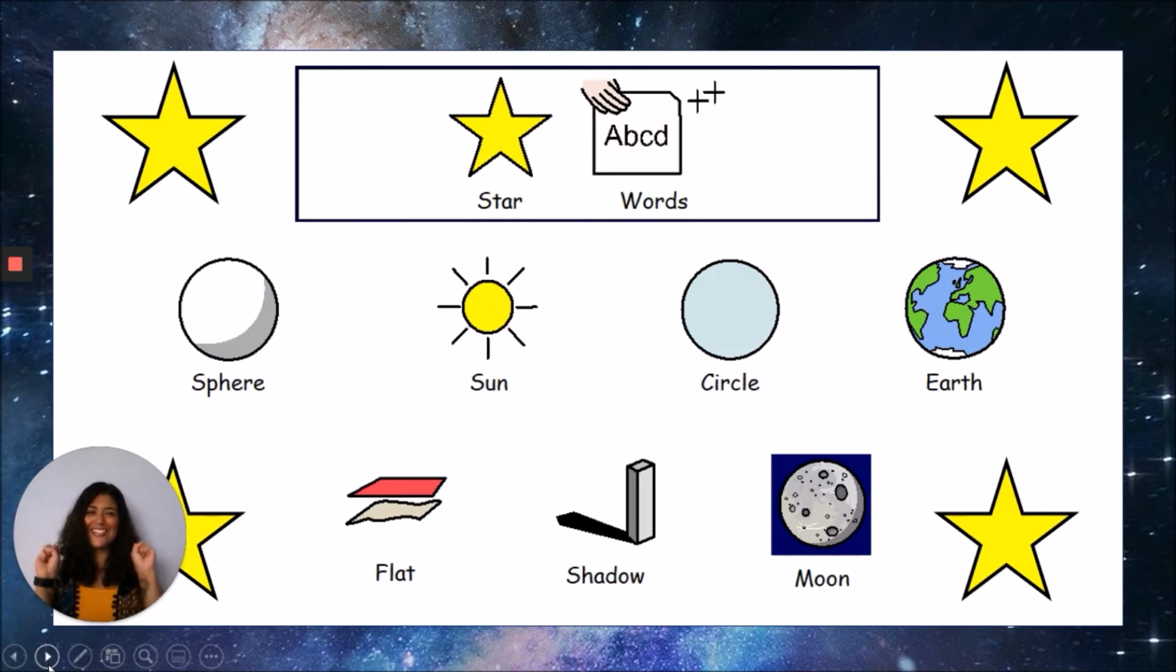Star words, star words, star words. My turn. Sphere. Your turn. My turn, sun. Your turn. My turn, circle. Your turn. My turn, earth. Your turn. My turn, flat. Your turn. My turn, shadow. Your turn. My turn, moon. Your turn. Well done.